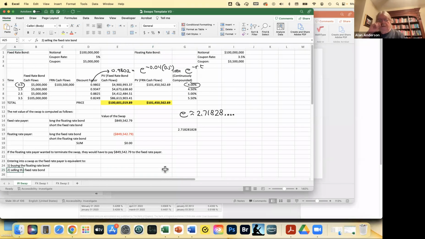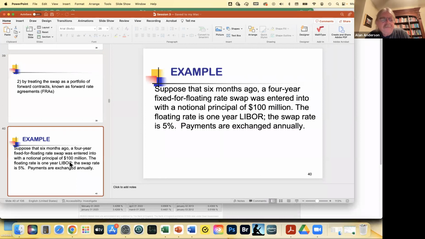All right, here we go. Example: 6 months ago, a 4-year fixed for floating rate swap was entered into with a notional principal of $100 million. The floating rate is 1-year LIBOR. The swap rate, or the fixed rate, is 5%, and the payments are exchanged annually. So the payment frequency has to match up with the interest rates that we're using in the swap. If we're using annual rates of interest, then we're going to have annual payments on the swap. Typically, they're every 6 months or every 3 months or every year, but they have to be consistent with the rate of interest that we're using.